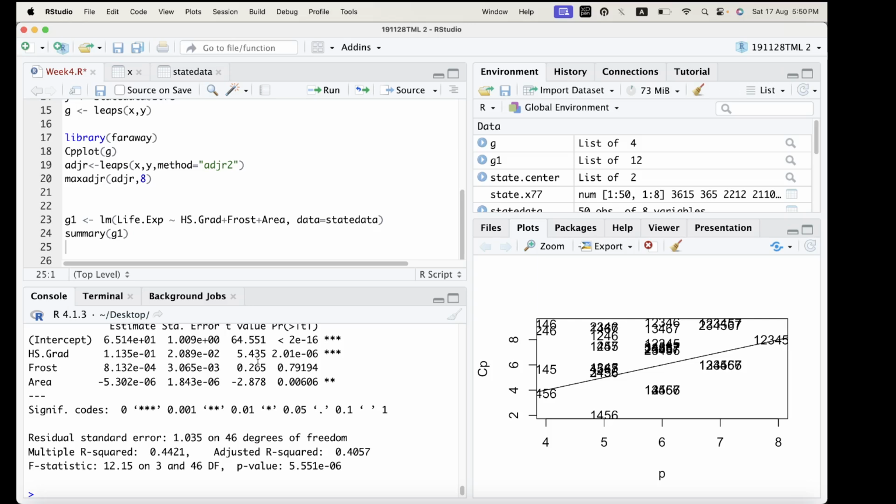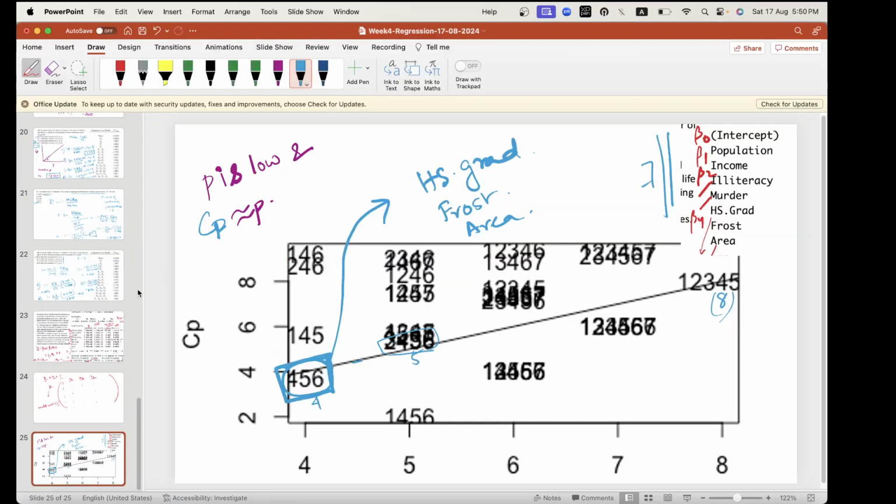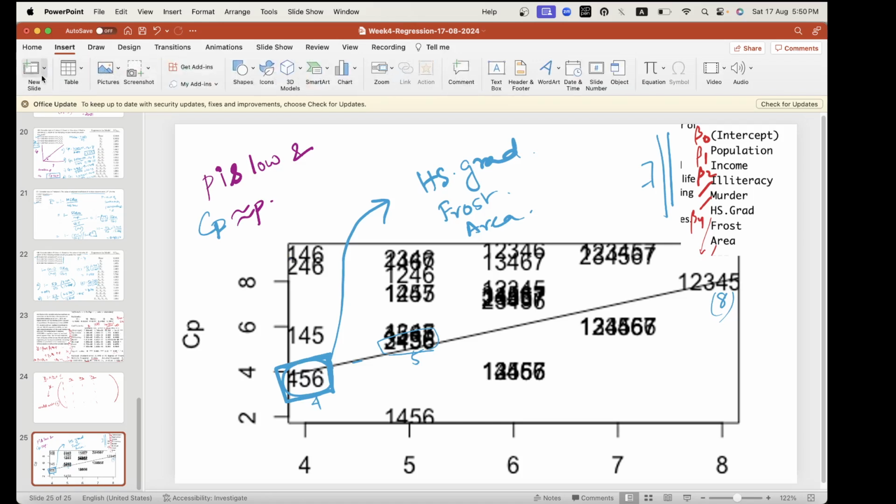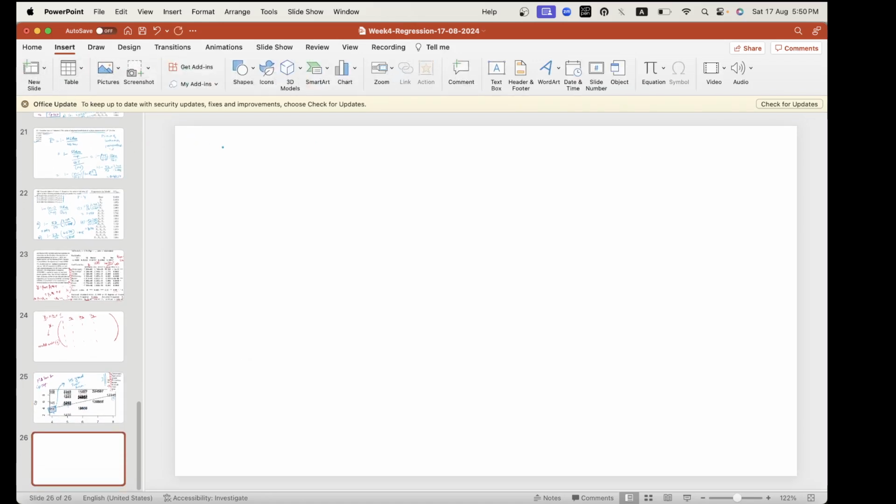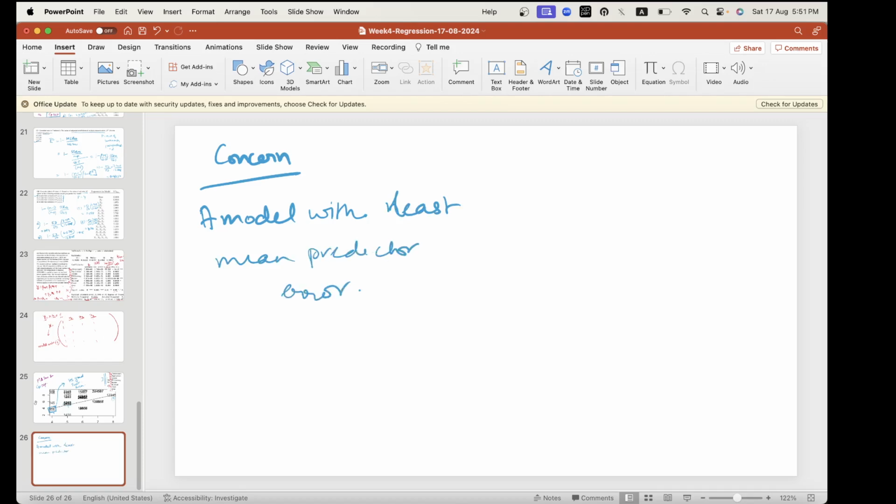So if your concern is to have a model with the least mean prediction error, then we would go for the Cp equal to p criteria.